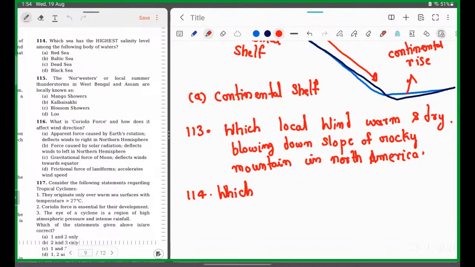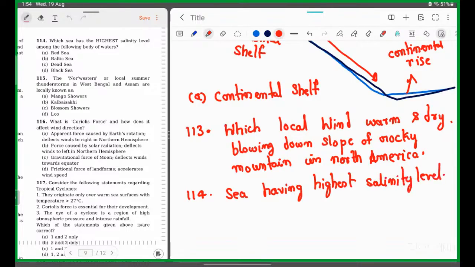Which sea has the highest salinity level? A. Red Sea. Sorry. Let's write Dead Sea.